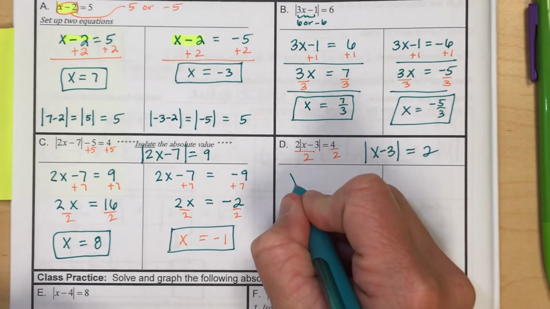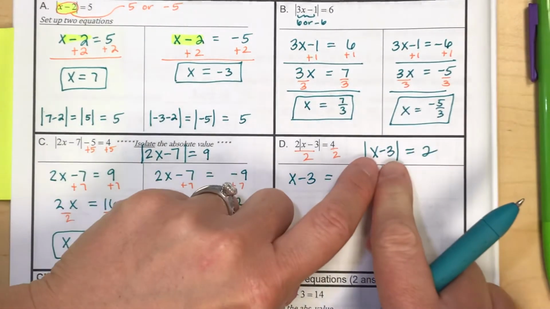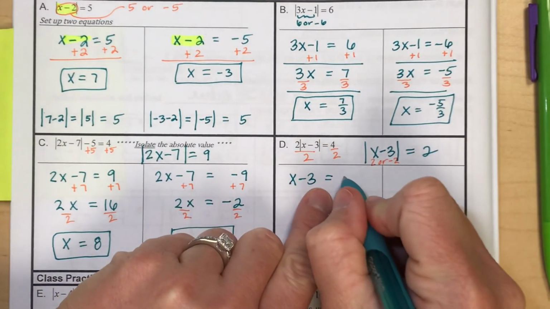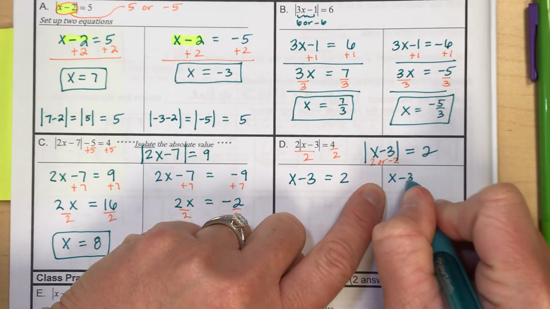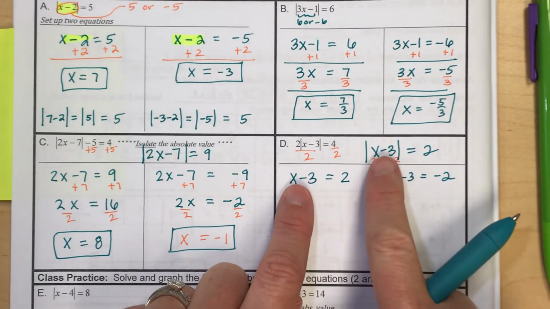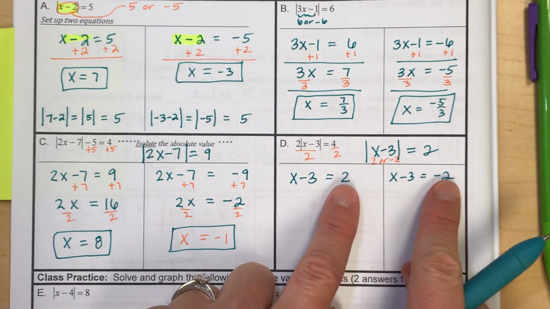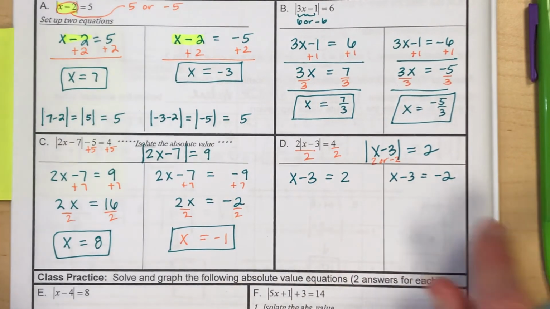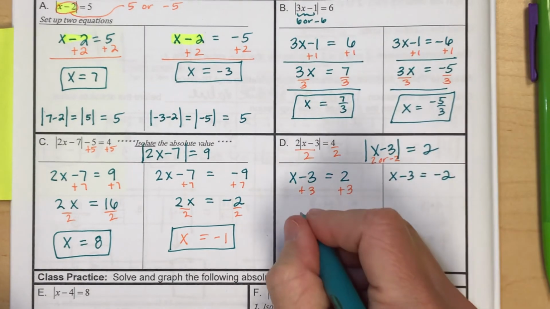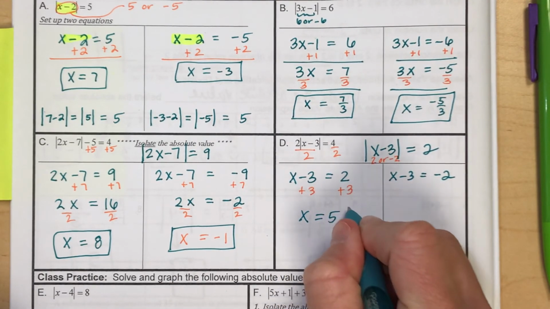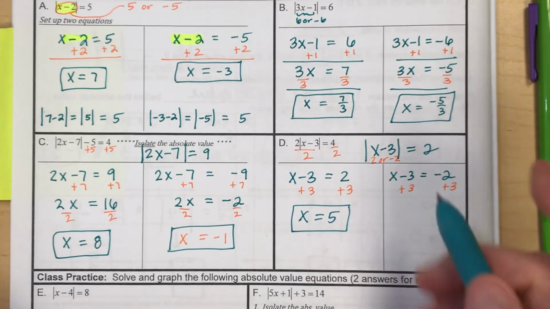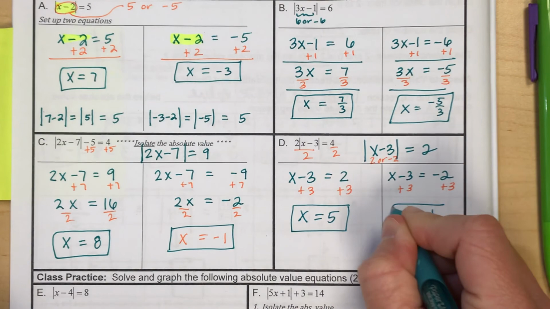So I'm going to set up my x minus 3, because what's inside here could have been 2 or negative 2. So I'm going to set 1 equal to 2, and my x minus 3, that one could have been negative 2. So notice how the expression in here doesn't change, only the number, one is positive, one is negative. Now I'm going to solve by adding 3 to both sides. And when I add 3, one of my solutions is 5. And if I add 3 for my other equation to solve, I'll get a solution of 1.